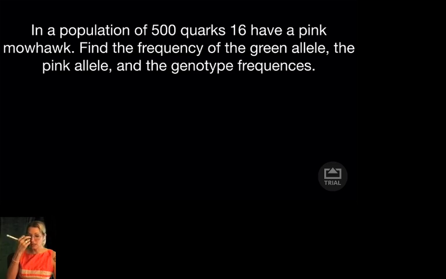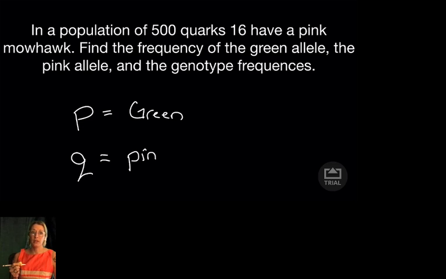First thing we need to do is decide which allele is our P and which allele is our Q. P is usually our dominant allele. If there is a dominant allele, it's always P. So P is green, Q is pink, right? We start there. We label our alleles, which is P and which is Q.